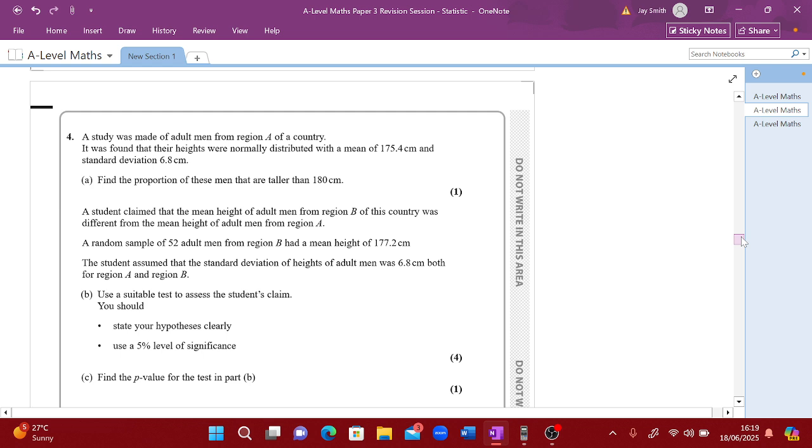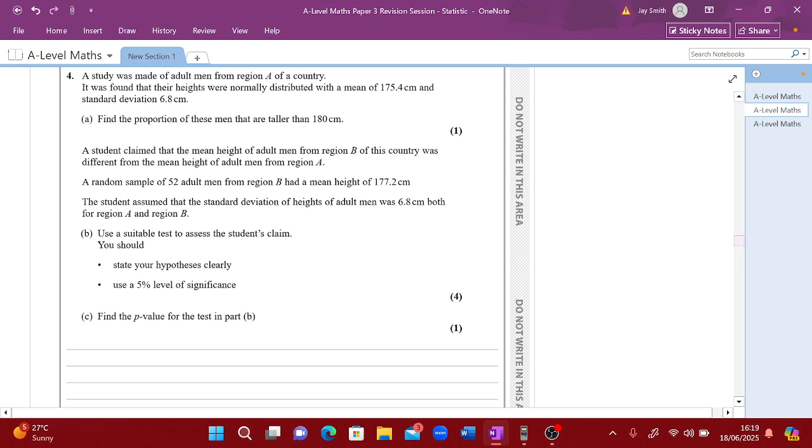Okay, question 4. A study was made of adult men from region A in a country. It was found that the heights were normally distributed with a mean of 175.4 and a standard deviation of 6.8. Okay, so it's just a simple probability. So a proportion of men that's over 180.